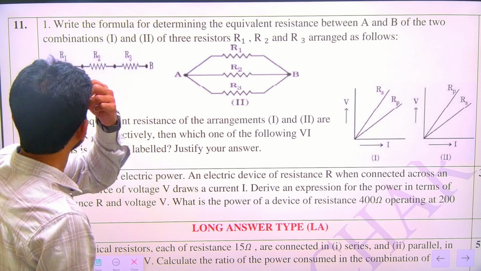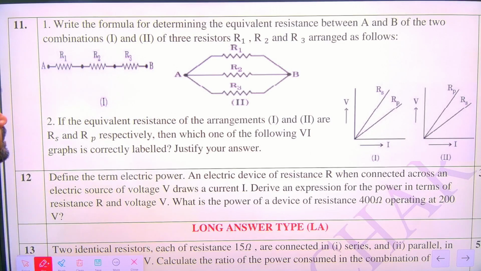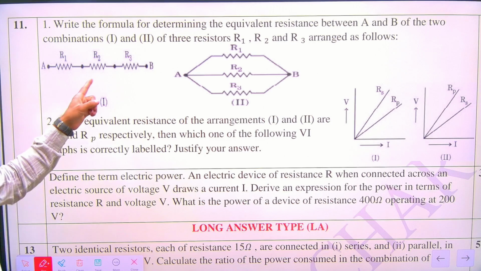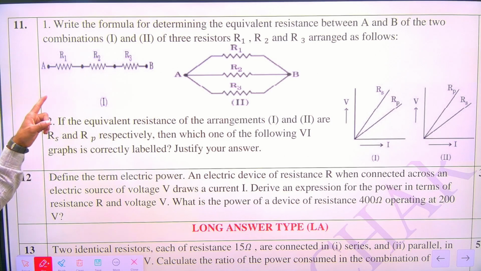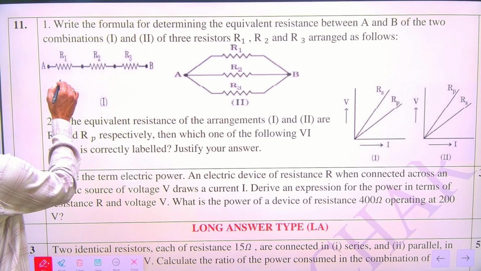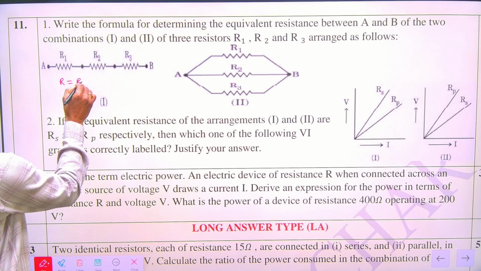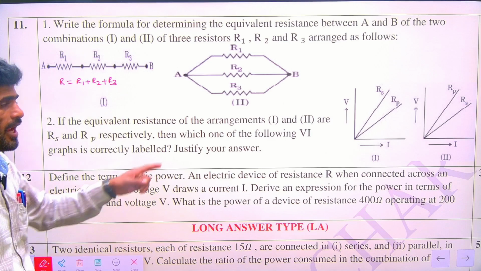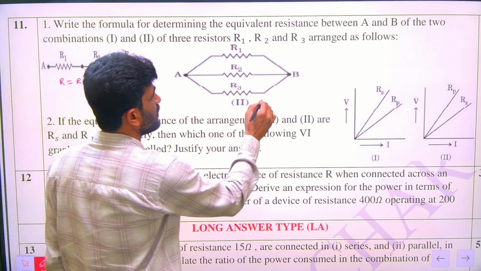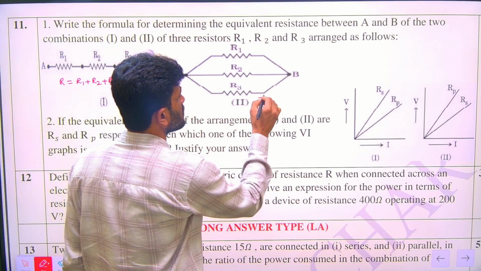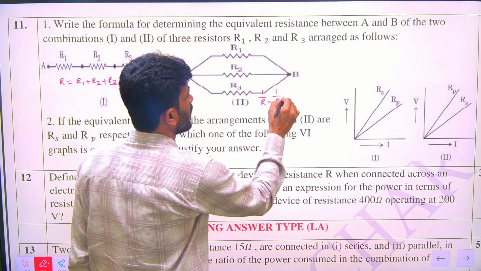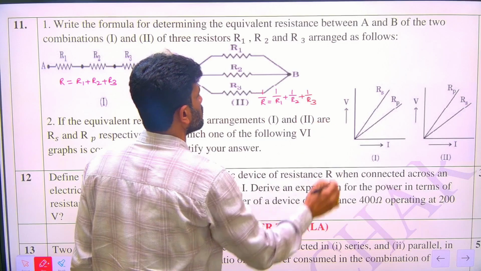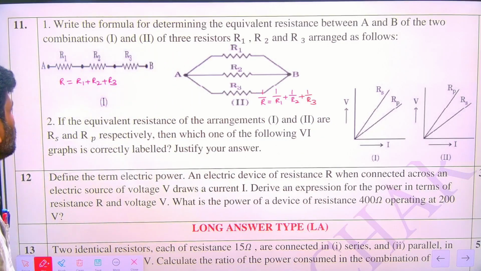For the next one, write the formula for determining the equivalent resistance between A and B of the two combinations. One is the first one and the second one. You can observe clearly, in the first one they are in series. In series, the effective resistance formula is R is equal to R1 plus R2 plus R3. And the second one is parallel. In parallel, we use the formula 1 by R is equal to 1 by R1 plus 1 by R2 plus 1 by R3. That's it. So this you have to remember.